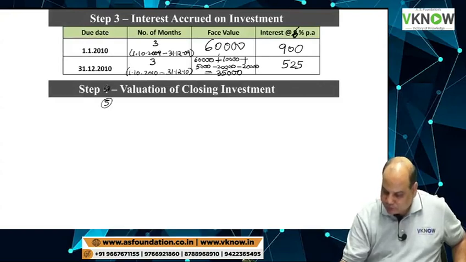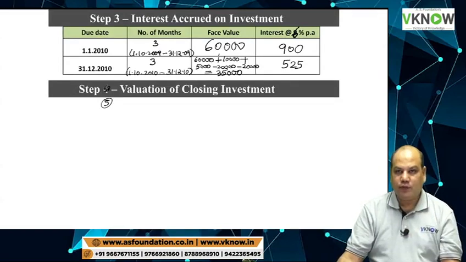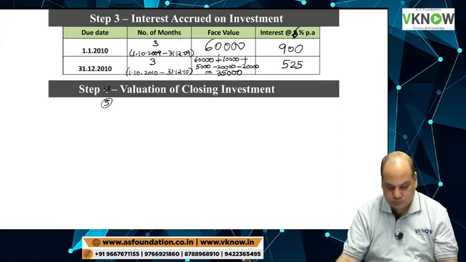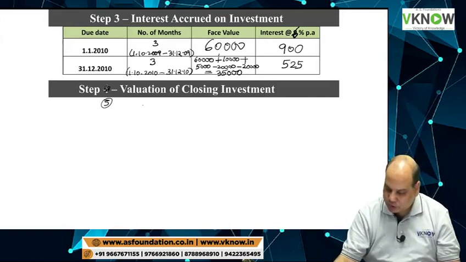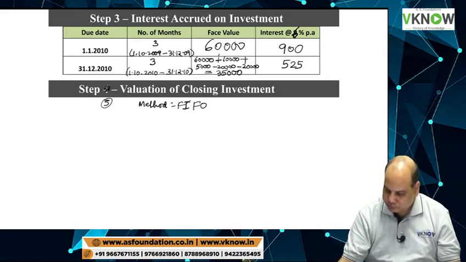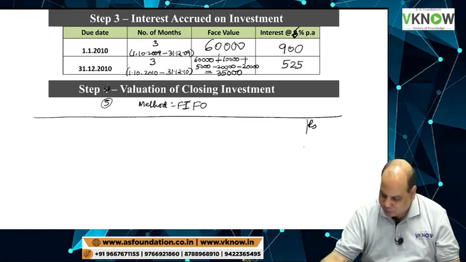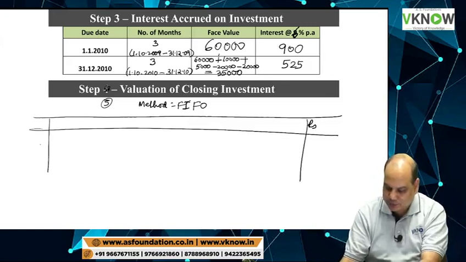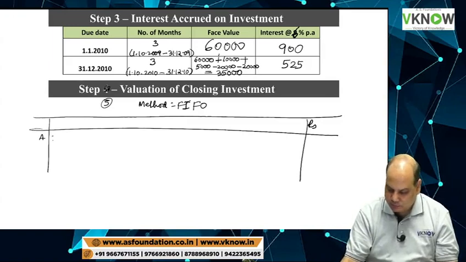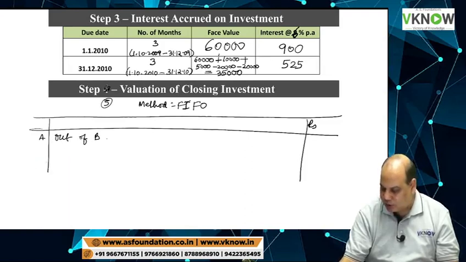Working note 5, write down valuation of closing investment. Write down method FIFO. Right hand side rupees. First we will write out of opening balance. Opening balance has 60,000.